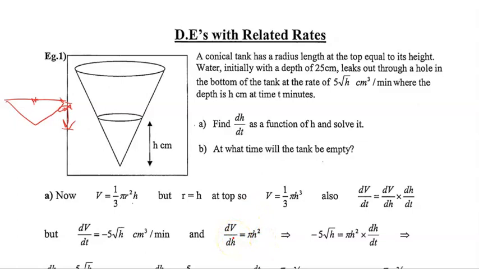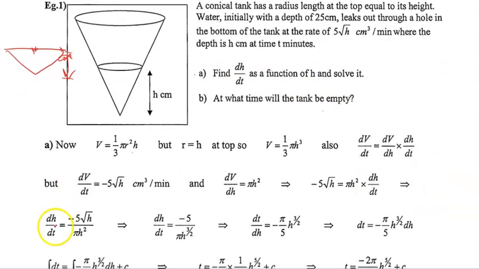Now, from this relates over here, where dV/dt is, we can substitute in minus 5 times the square root of h. Where dV/dh is, we can substitute in pi times h squared, and then we're left with dh/dt. And we wanted to solve for dh/dt as a function of h. So next line down, dh/dt, if we rearrange this, will be minus 5 times the square root of h over pi times h squared, and simplifying this, dh/dt is minus 5 on pi times h to the power of 3 on 2. Okay, we can solve it.